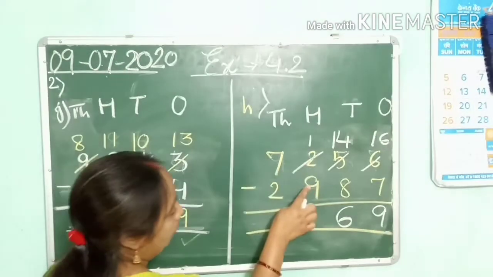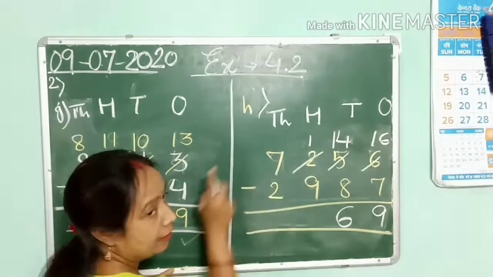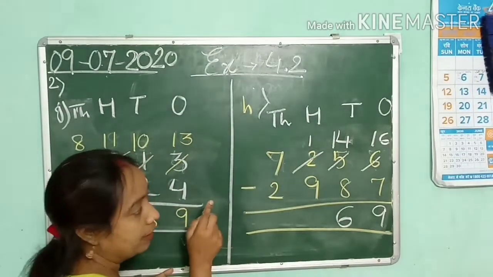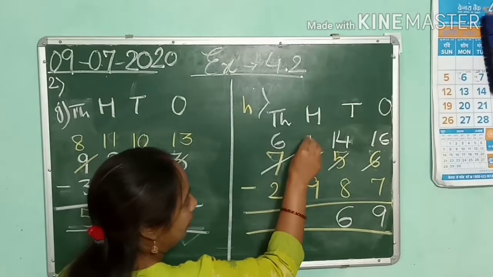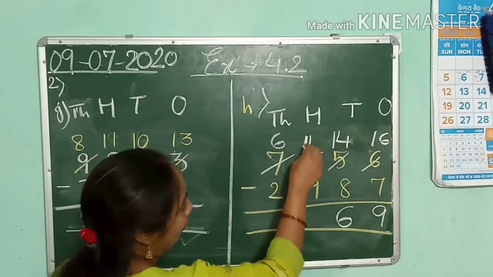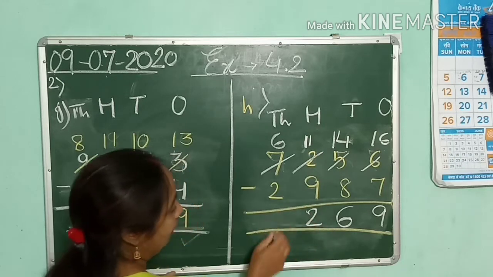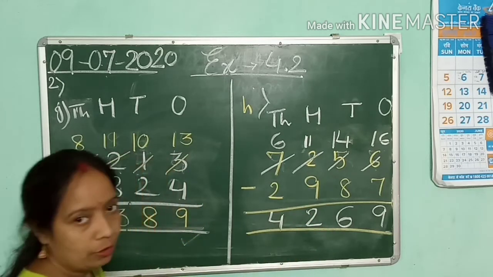Now, you have to subtract 9 from this one. Again, it's not possible because 1 is smaller than 9. So, borrow from 7. 7 becomes 6. 1 becomes 11. Now, 11 minus 9, 2. And 6 minus 2 is 4.